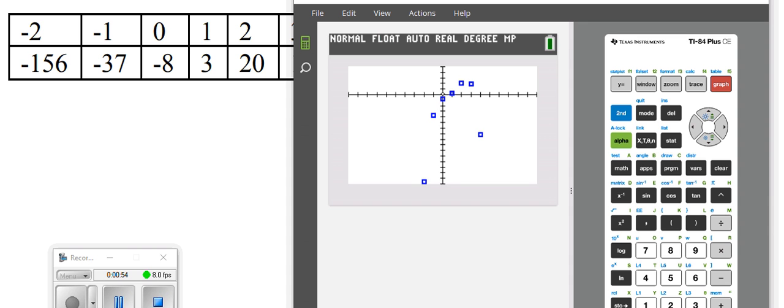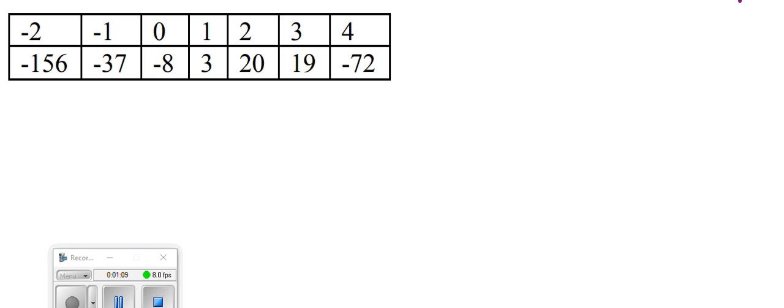It doesn't look like x squared because that would be nice and symmetrical. So maybe x to the 4th. I sure hope it's not x to the 6th. And I know that the leading coefficient should be negative because it points down. So we're going to try to come up with an equation that will match that data perfectly.